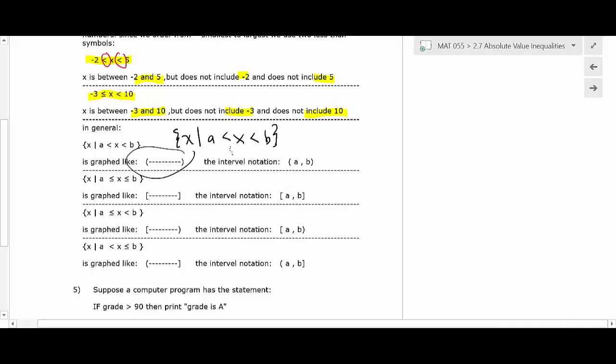If you had A less than or equal to x, less than or equal to B, x is in the middle of two numbers. So you're not going to go forever. You're going to have a beginning and an end, and they're both going to have brackets. Why?